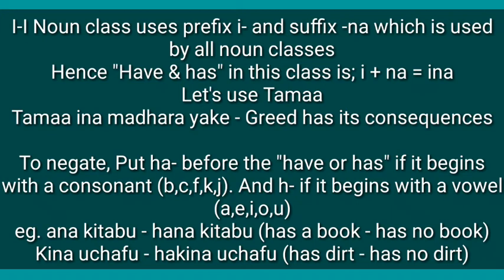The I noun class uses prefix I for singular and suffix na, which is used by all noun classes. So this one uses only one prefix for all its nouns. When you want to form have and has with nouns in this class, you make ina, I plus na. Let's use tamaa, which is greed.